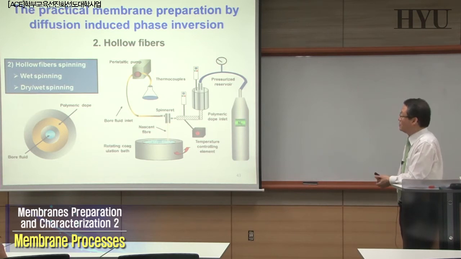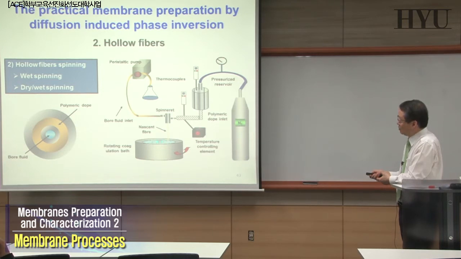This is what we call the NIPS system, non-solvent induced phase separation. And this is a very typical way of making hollow fibers. Of course, the distance between the spinneret and the coagulation bath is very important. This air gap distance is one of the parameters determining your final morphology.